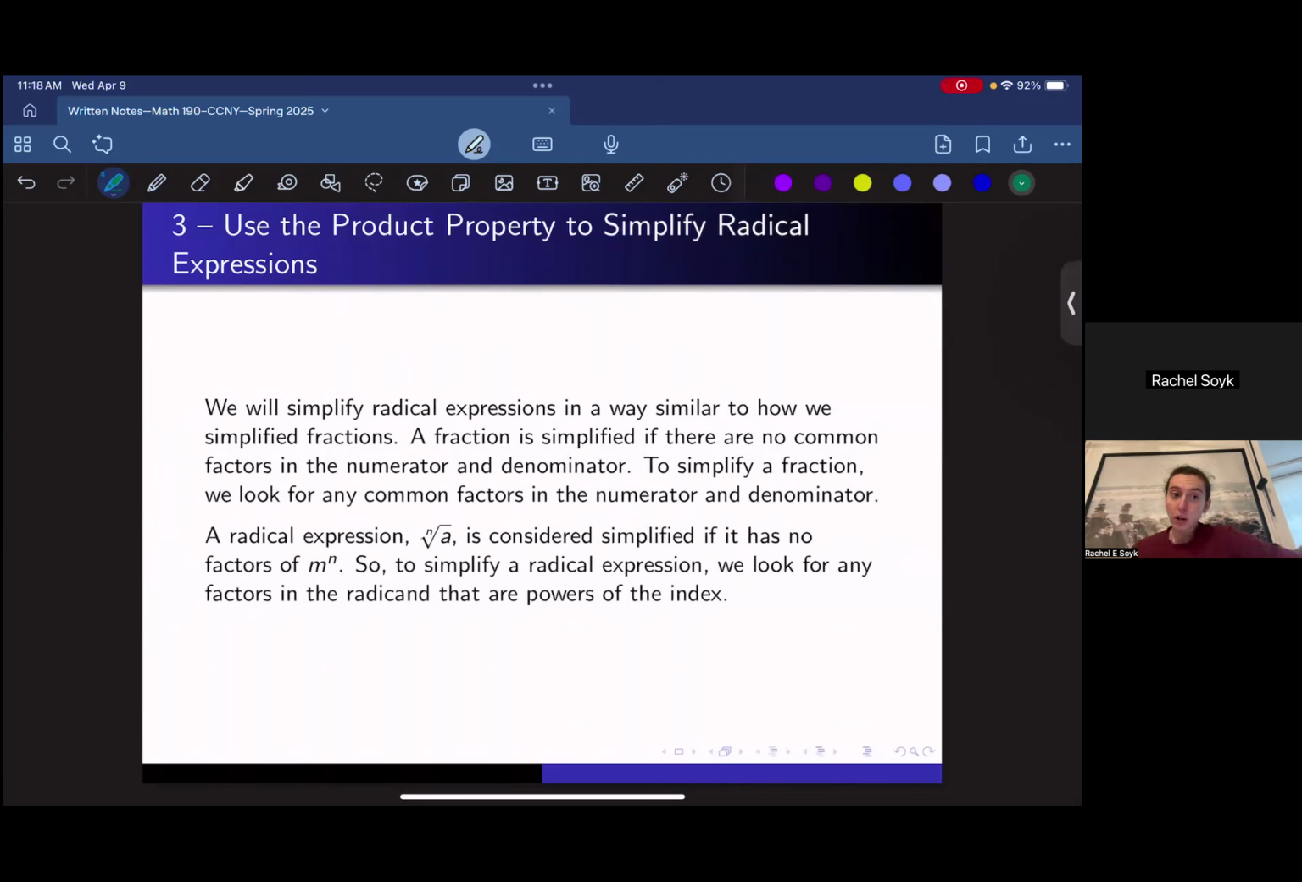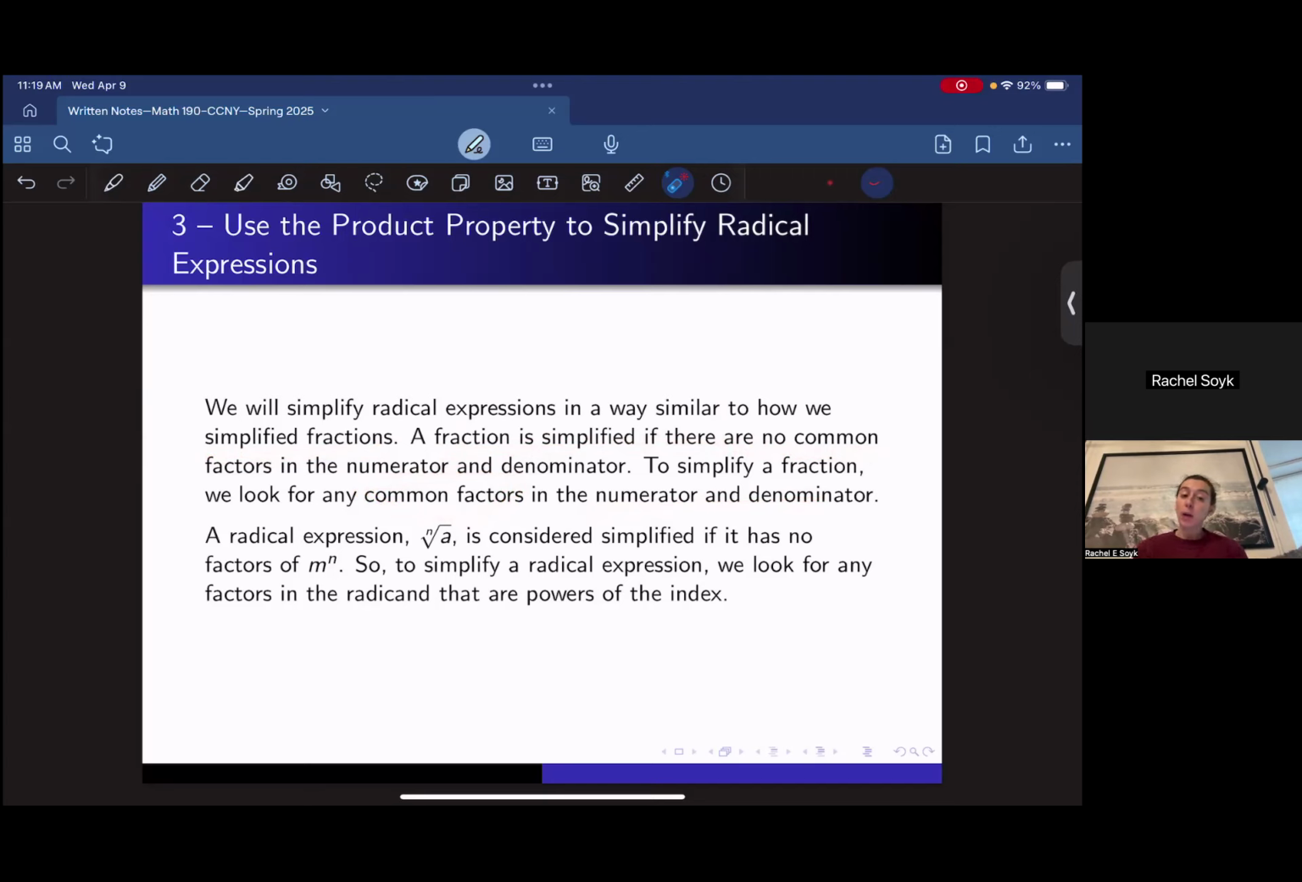We have our third objective for today's lesson, which is to be able to use that product property to simplify radical expressions. And then we have some paragraphs to read. I'll read both of them since I don't have any students in front of me at the moment. So we will simplify radical expressions in a way similar to how we simplified fractions. A fraction is simplified if there are no common factors in the numerator and the denominator. To simplify a fraction, we look for any common factors in both the numerator and the denominator.